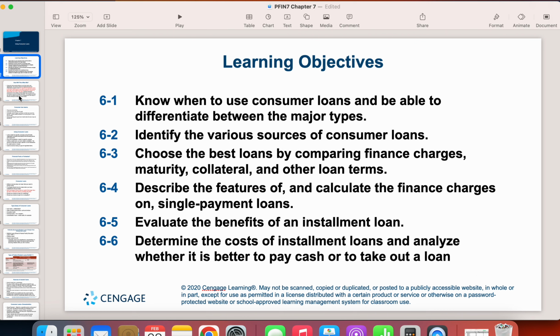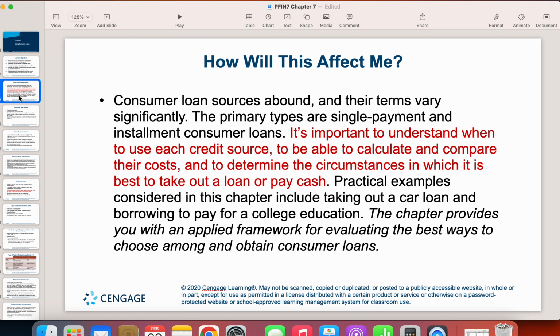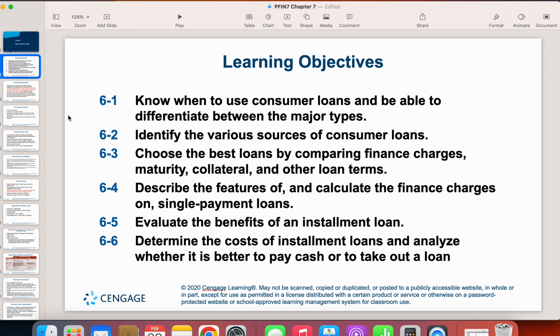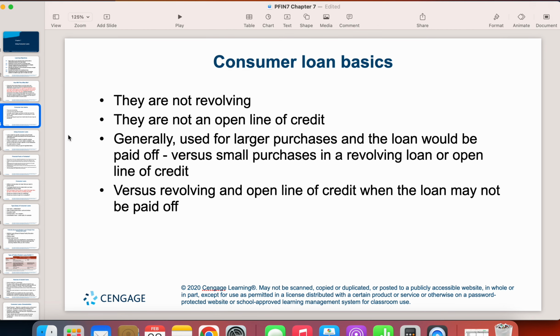There also is some opportunity cost analysis of thinking about loans and if it would be better to pay cash or take out a loan. So I'm going to talk about some aspects of the chapter here. I'm going to create a different video for the last couple of bullet points in these slides. So this video will be a little shorter, but basic loan information.